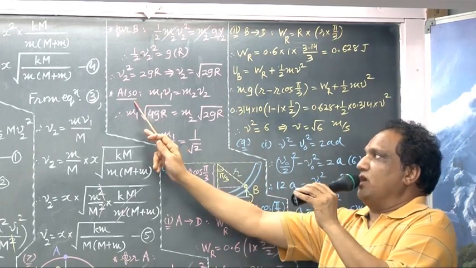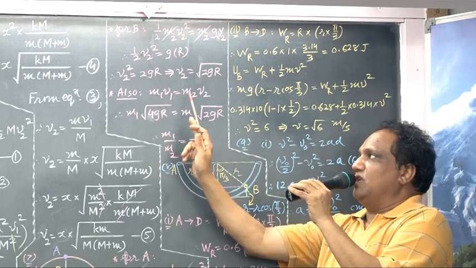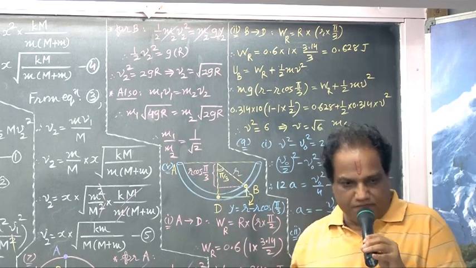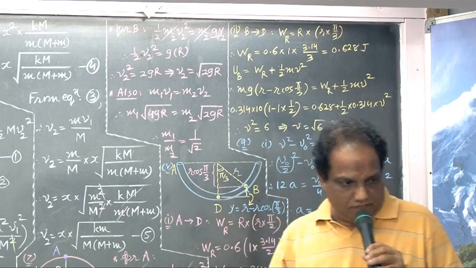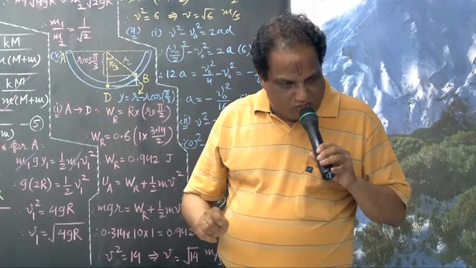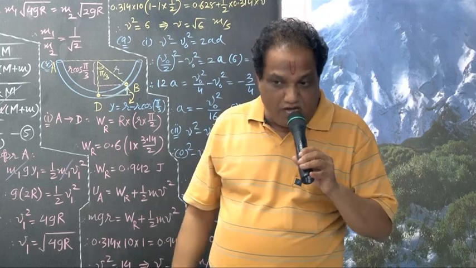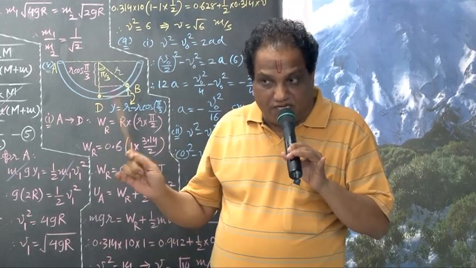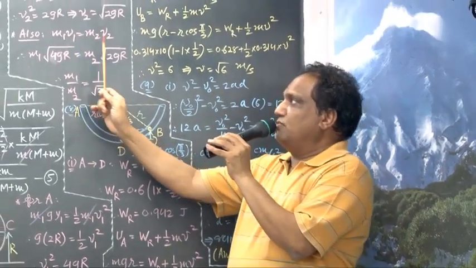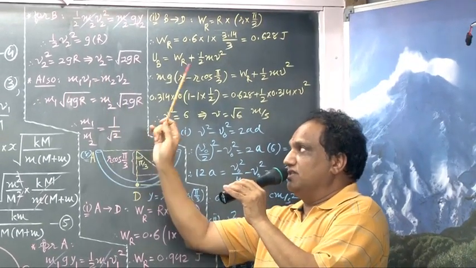Fine. Also, according to law of conservation of momentum, m1 v1 equals m2 v2. Momentum of first body should be equal to momentum of second body. Why? During the collision, whatever force is exerted because of mutual collision, they are nothing but mutual internal forces. There is no external force exerted on the entire system. That's why you can apply law of conservation of momentum. This is the initial momentum of the system. This is final momentum of the system.